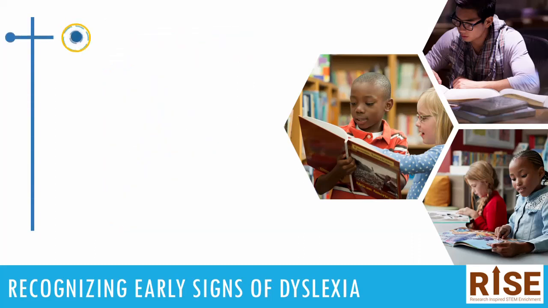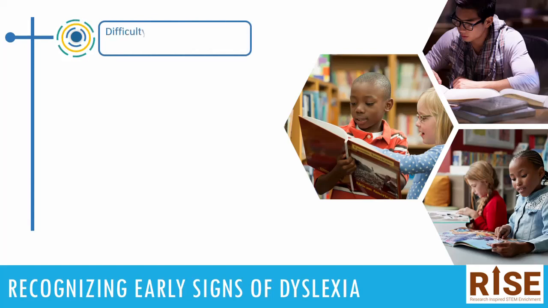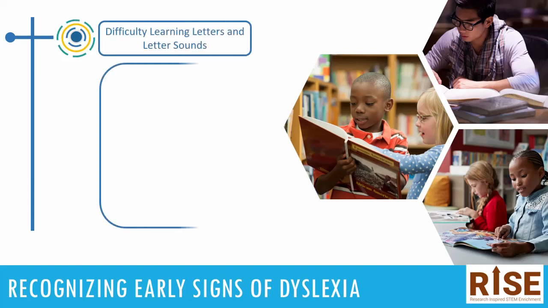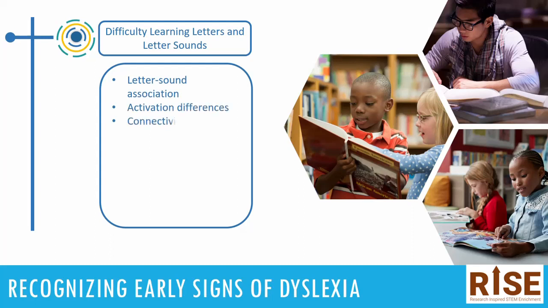Difficulty learning letters and letter sounds. Struggling to associate letters with their corresponding sounds impedes the foundational skills needed for reading. Dyslexia involves differences in activation and connectivity in the left inferior parietal lobule, impacting the coordination of visual and phonological processing. This can affect the child's ability to establish the critical link between letters and their sounds, hindering early reading development.